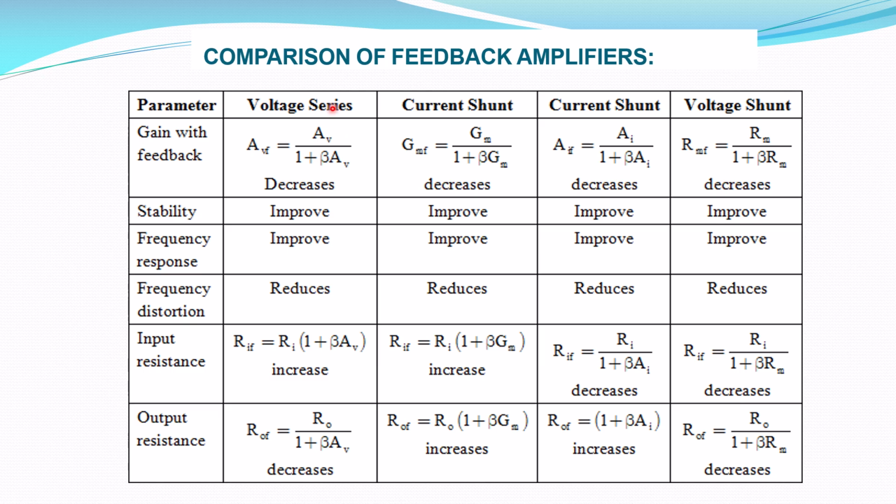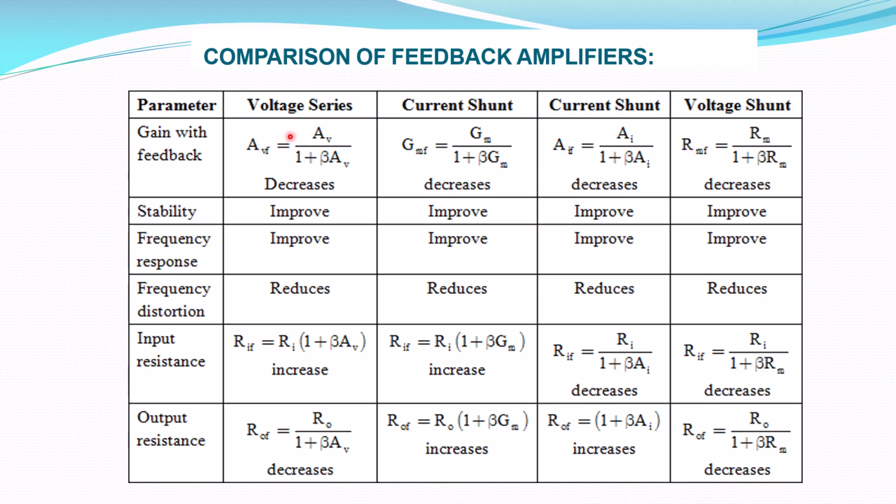So for example, in voltage series, it is nothing but a voltage amplifier. So the term we are mentioning is AV, and for current series, we are mentioning GM. GM is nothing but it comes under the transconductance amplifier. So that's why we are mentioning GM. And current shunt is nothing but a current amplifier circuit. So we are representing the current gain as AI. And the voltage shunt amplifier is nothing but a transresistance amplifier. So the transresistance is denoted as RM.